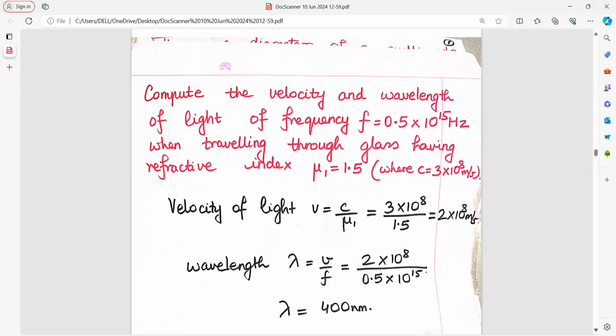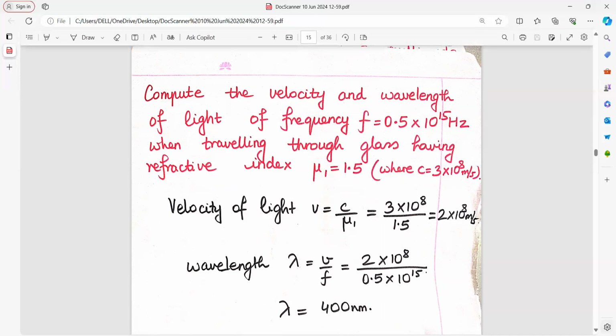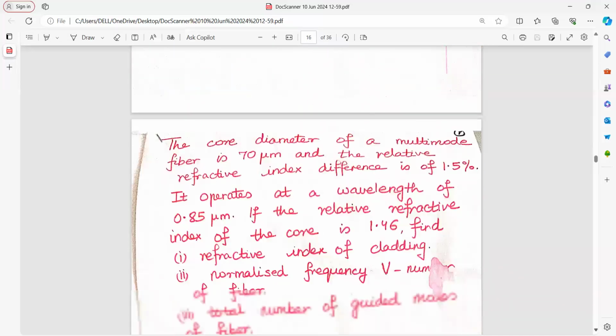Velocity and wavelength of light of frequency while traveling through glass. We know the formula for velocity is c upon mu, and wavelength lambda is equal to v upon f. Just directly put the value and you get your answer.